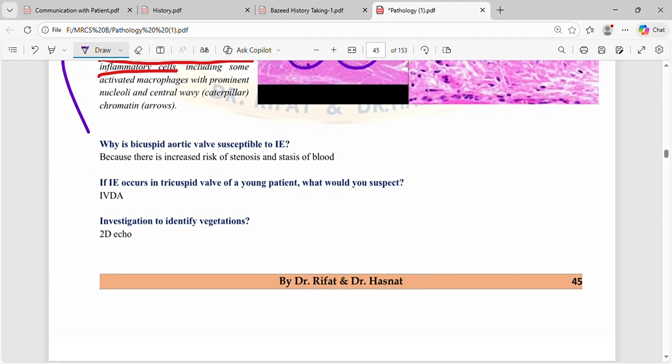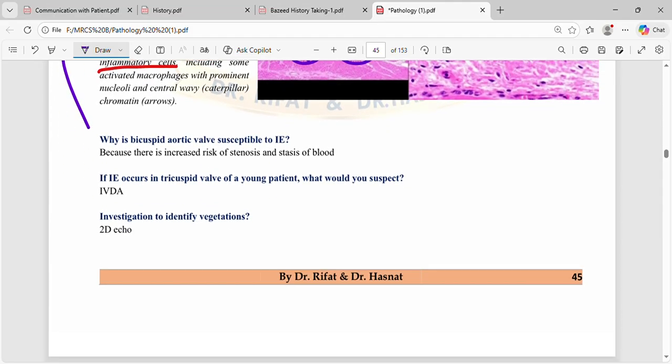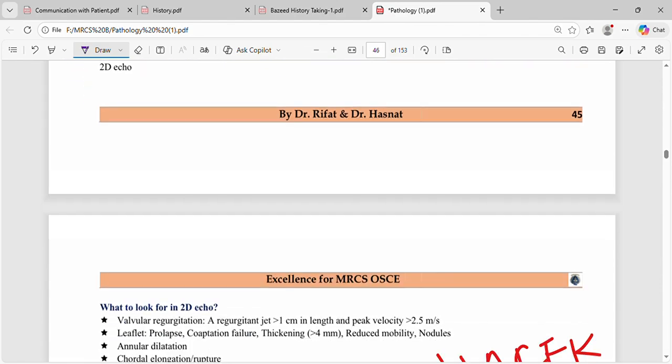Why is a bicuspid aortic valve susceptible to infective endocarditis? Because there is an increased risk of stenosis and stasis of blood. There will be a small opening. If infective endocarditis occurs in the tricuspid valve of a young patient, what would you suspect? I will suspect intravenous drug abuse, or that these will be intravenous drug abusers. Investigation to identify vegetation: 2D echocardiography.